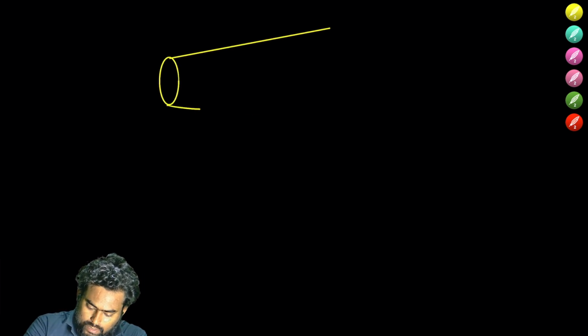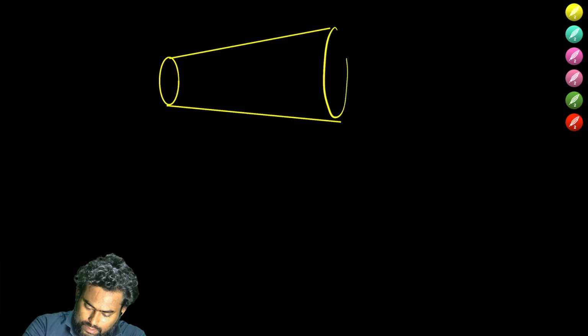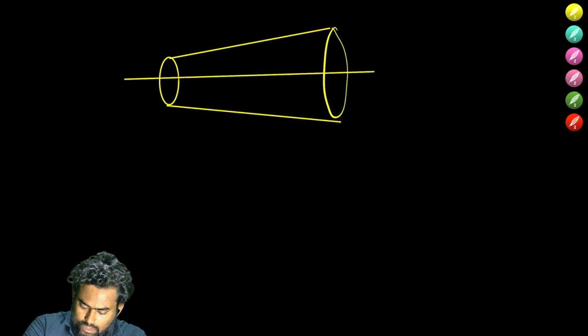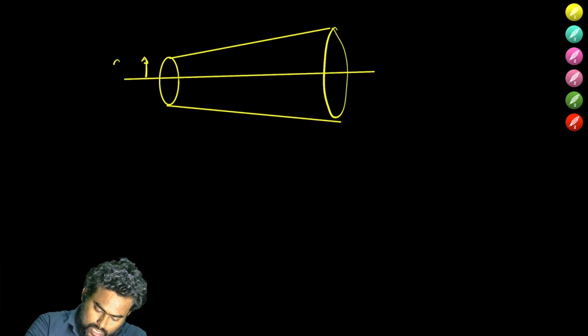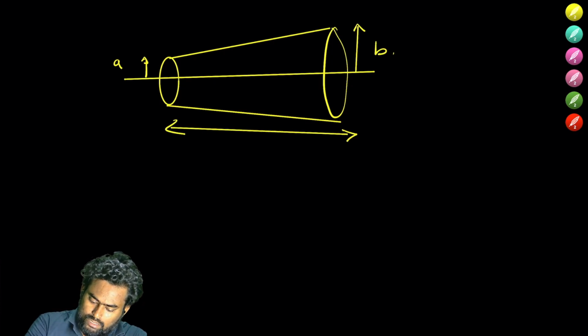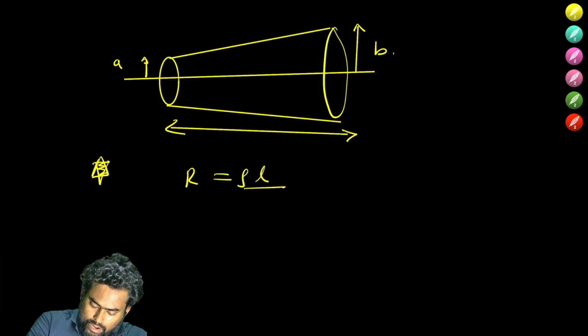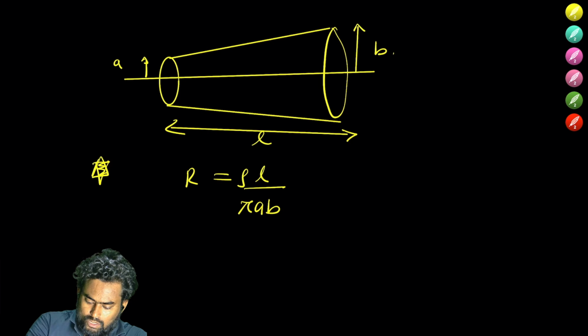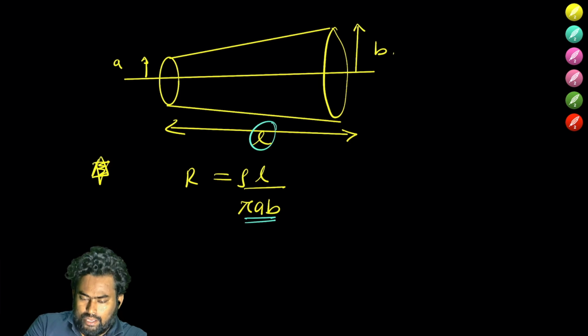If the wire is given something like this, with radius at this end A, radius at this end B, and this length L, then directly remember this case for the NEET exam and JEE exam, very important. Here the resistance will become rho L by pi A B, where L is this length.